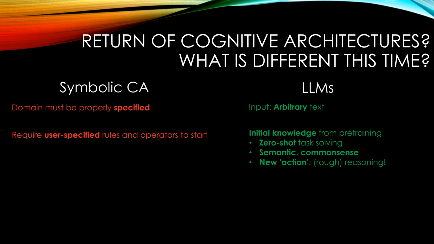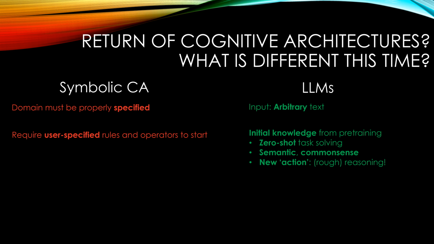Cognitive architectures, after specifying the domain, require specification of initial rules and operators, which are basically the AI skills, so that it can build on top of these skills to learn new things. On the other hand, LLMs acquire a lot of these skills and knowledge from pre-training that they can solve some tasks right from the beginning. They also know some things about the world and have some common sense.